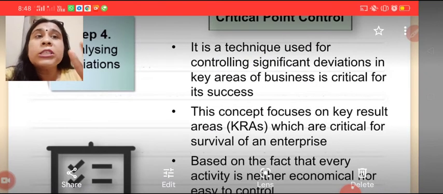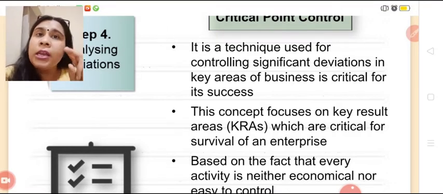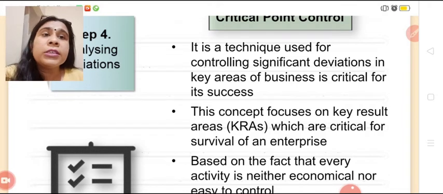Also, now 2 aspects of analyzing the deviations. One is critical point control, another is management by exception. What is the CPC, critical point control? It's a technique used for controlling significant deviations in key areas of business which are critical for its success.